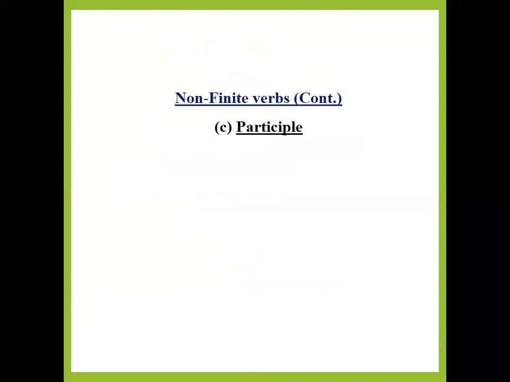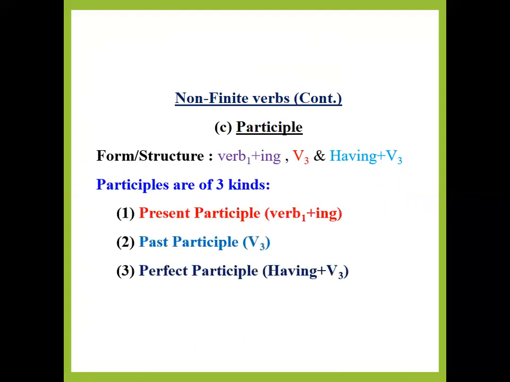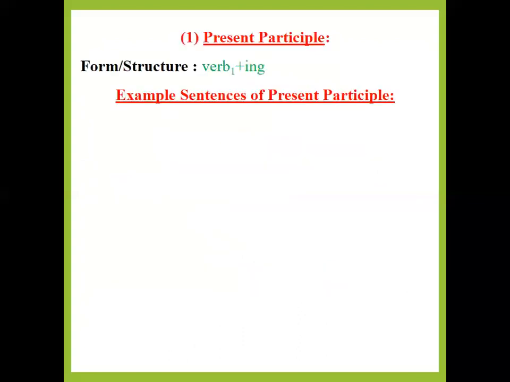Non-finite verbs, participle. Form or structure of participle: verb 1 plus ing, V3, and having plus V3. Participles are of three kinds: present participle, past participle, and perfect participle. Present participle. Structure: verb 1 plus ing. Example sentences of present participle.